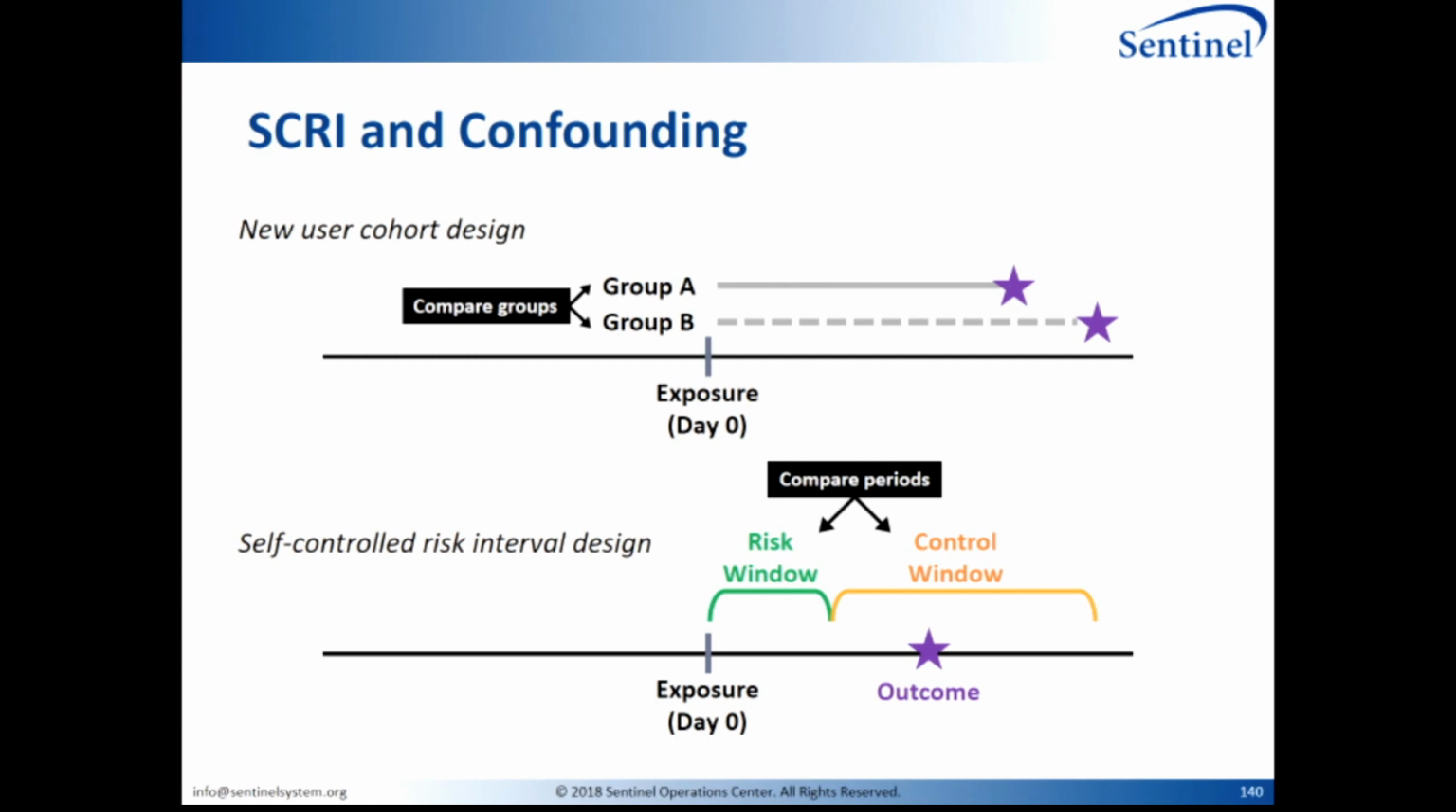So here, I would just like to hammer home the idea that SCRI is not subject to between person confounding, as long as those factors don't vary over time, but it is highly susceptible to bias arising from time-varying trends in medical practice and in outcome risk factors. So you really need to think very carefully about what's going on right around that exposure time. It's probably becoming monotonous now with me telling you all about this.